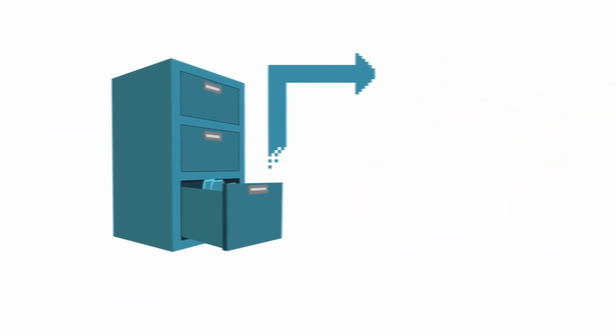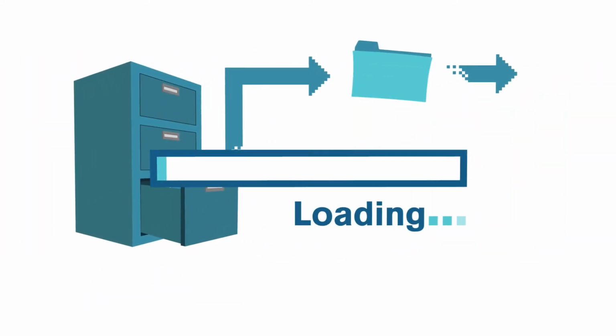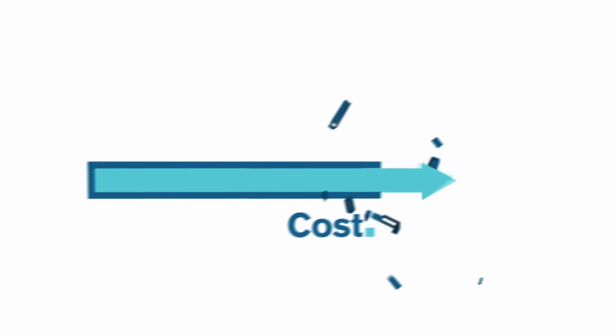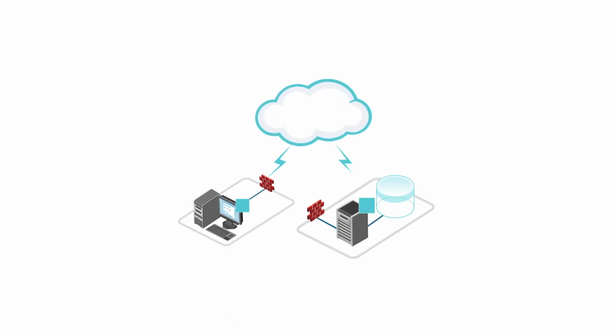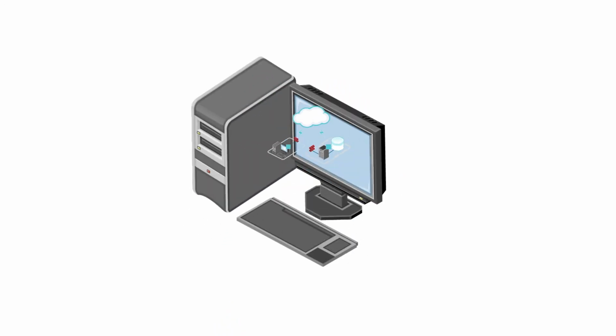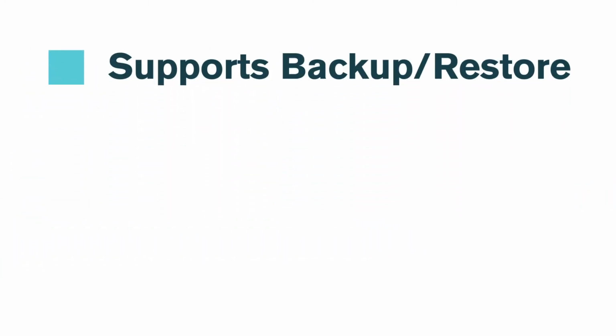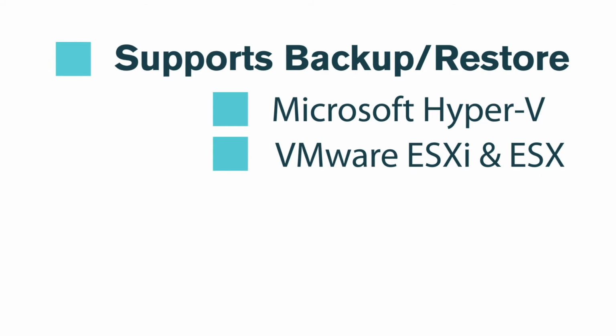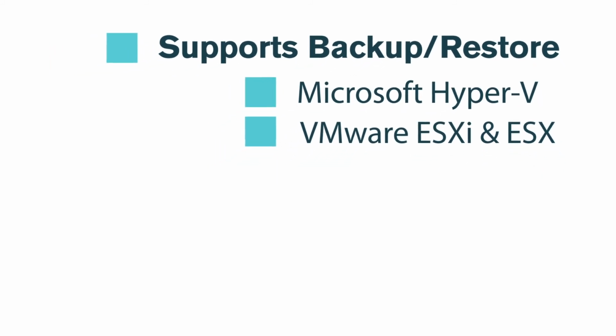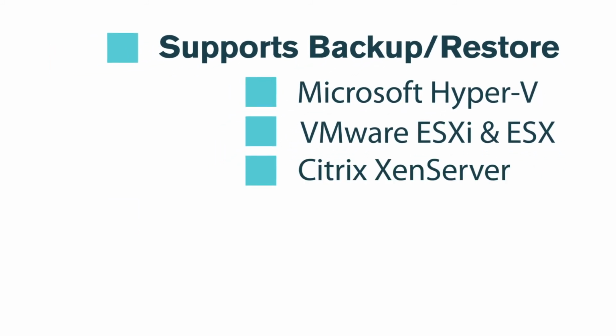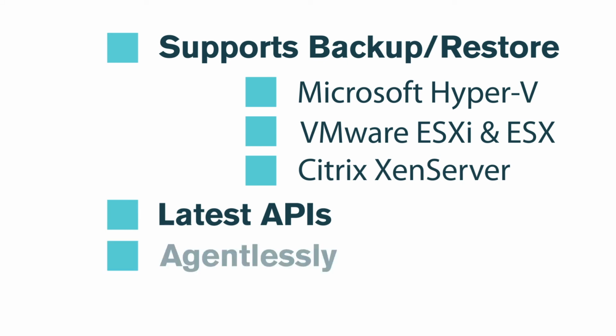Traditional backup and recovery strategies are not adequate to deliver the granular recovery demanded by the business. More important, the cost associated with traditional or agent-based technologies essentially negates many of the cost advantages of virtualization. Not only can Asigra's cloud backup solution reside on both physical and virtual machines, but it also supports backup restore in Microsoft Hyper-V, VMware ESXi and ESX, and Citrix Xen Server environments using their latest APIs agentlessly.